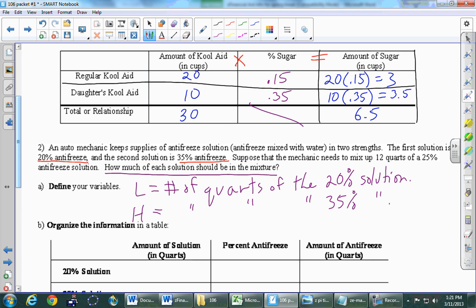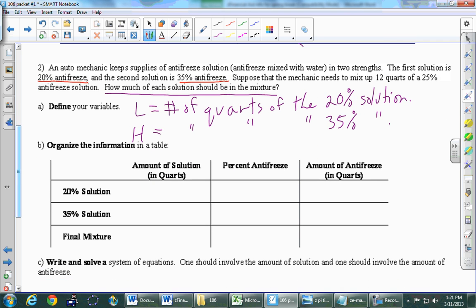Okay, so part B, we're going to organize the info in a table. And I think somebody had asked me the other day, am I going to provide the table on the test? And the answer is no. The answer is still no. So we'll do a few of these, and then hopefully you'll start to understand it's always the same basic setup. These problems, the candy problems from last class, they all look quite similar. So make sure you practice to the point where you can make a table. Making the table is a big part of the solution. So we've got amount of solution in quarts, we've got a percentage, and then the actual amount of antifreeze, which to me sounds very familiar. It sounds an awful lot like amount of Kool-Aid, percent sugar, amount of sugar.